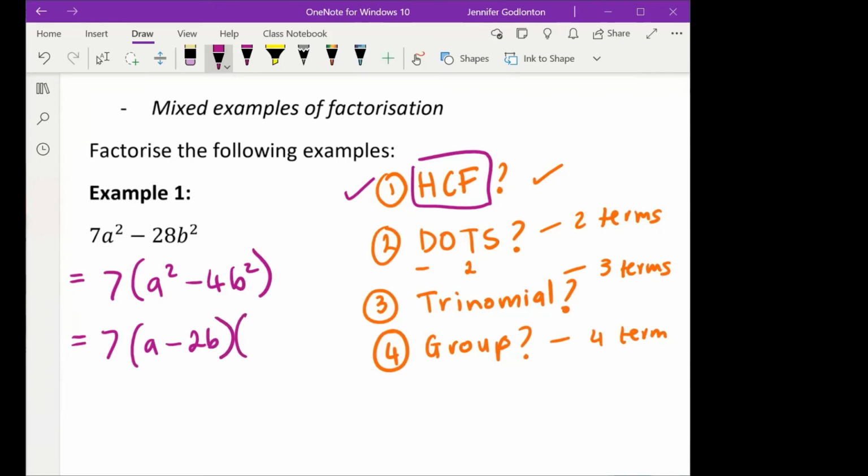Close that bracket, and then in another bracket, A plus 2b. Okay, and what did you do there? Which one of these things? Grouping, trinomial, dots, or highest common factor? Highest common factor, ma'am. Okay. And so there's also difference of 2 squares. Good. So this was our highest common factor, and this over here was difference of 2 squares. Excellent. That was so well done.